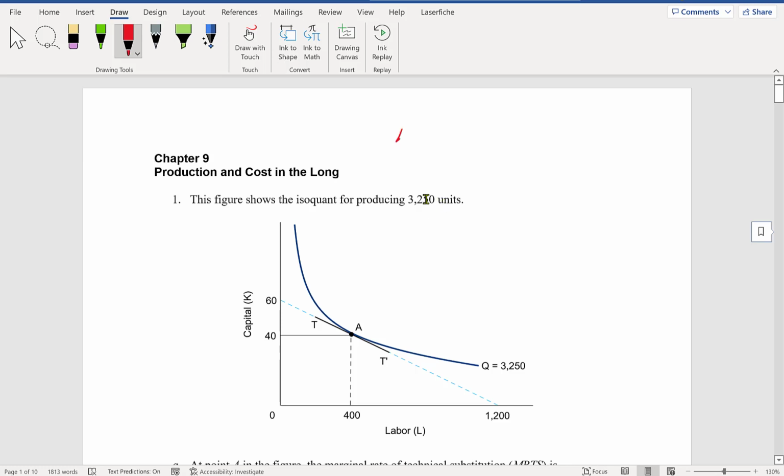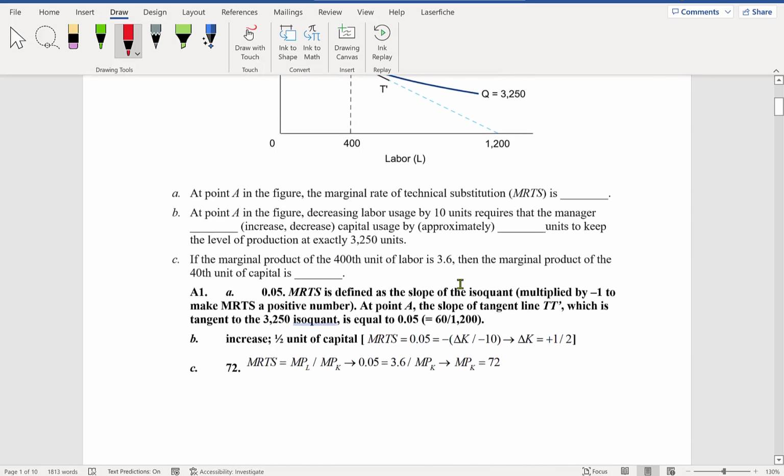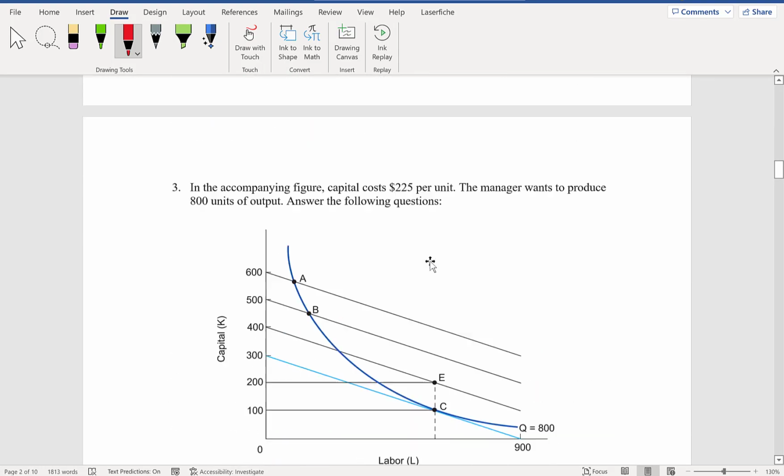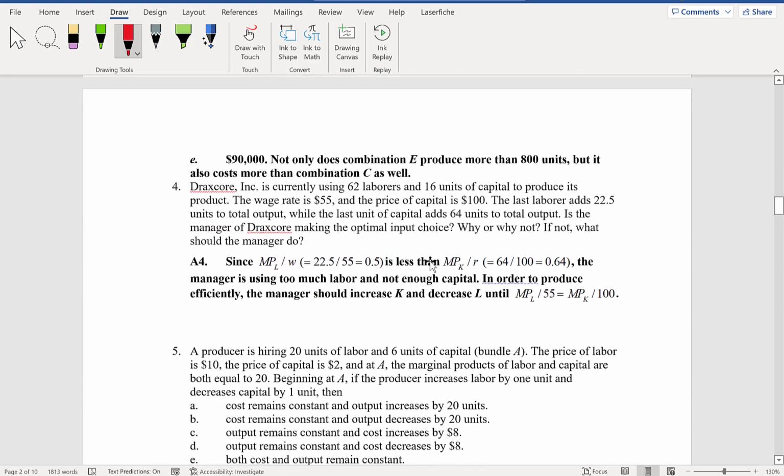So in this part, I'm going to go over questions 5, 6, 7, 8, 9, 10, and 11. That's a lot, but we'll be fine. Alright, let's get started. So we're going to question number 5.